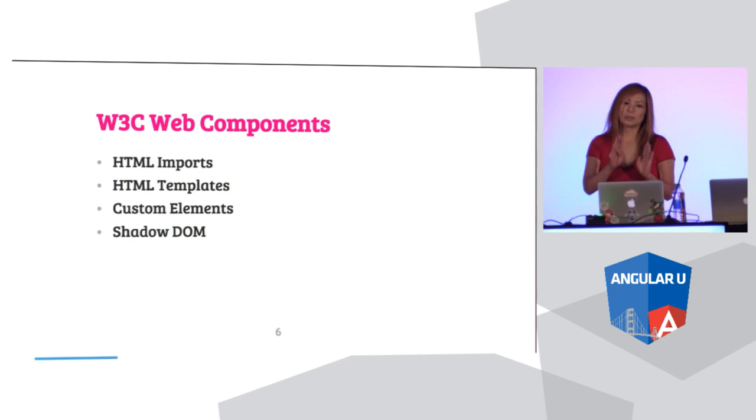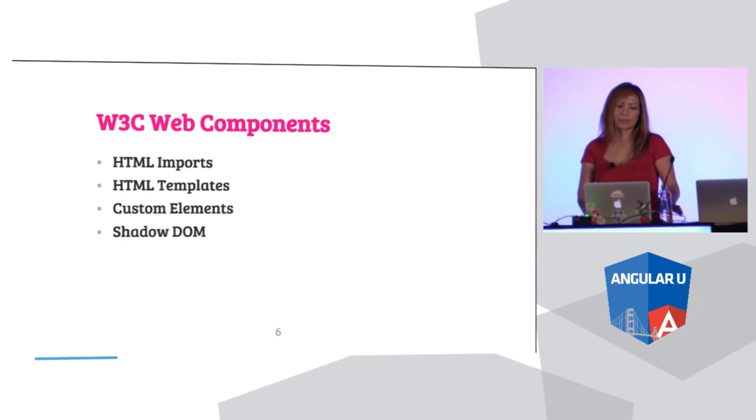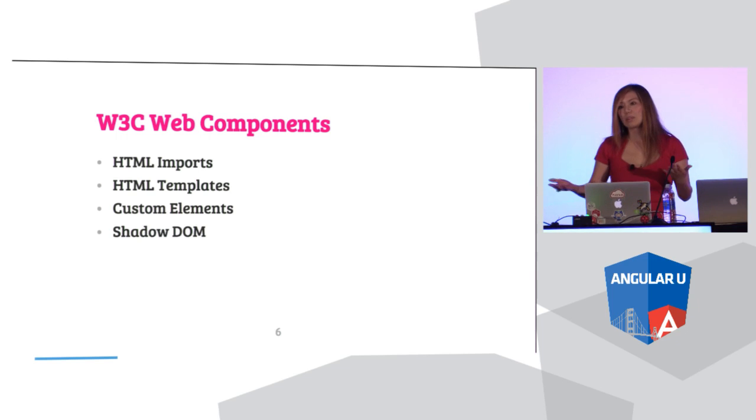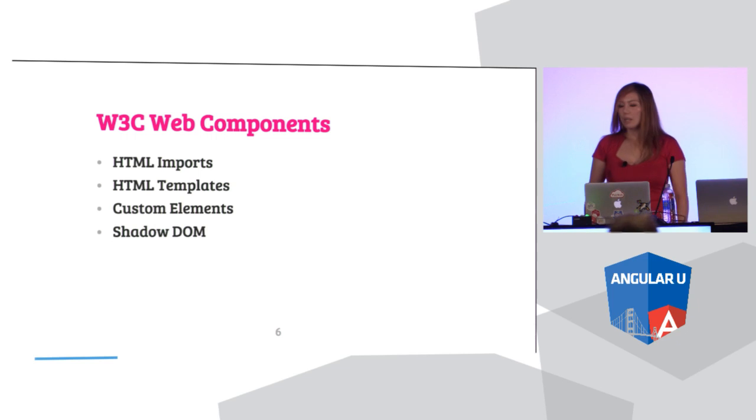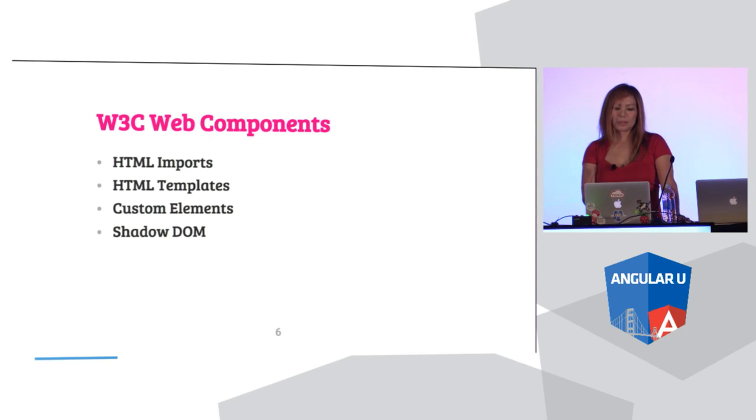So, W3C web components. Web components has four technologies defined by W3C: HTML imports, HTML templates, custom elements, and then Shadow DOM. Today I'm going to focus on the fourth one, Shadow DOM.